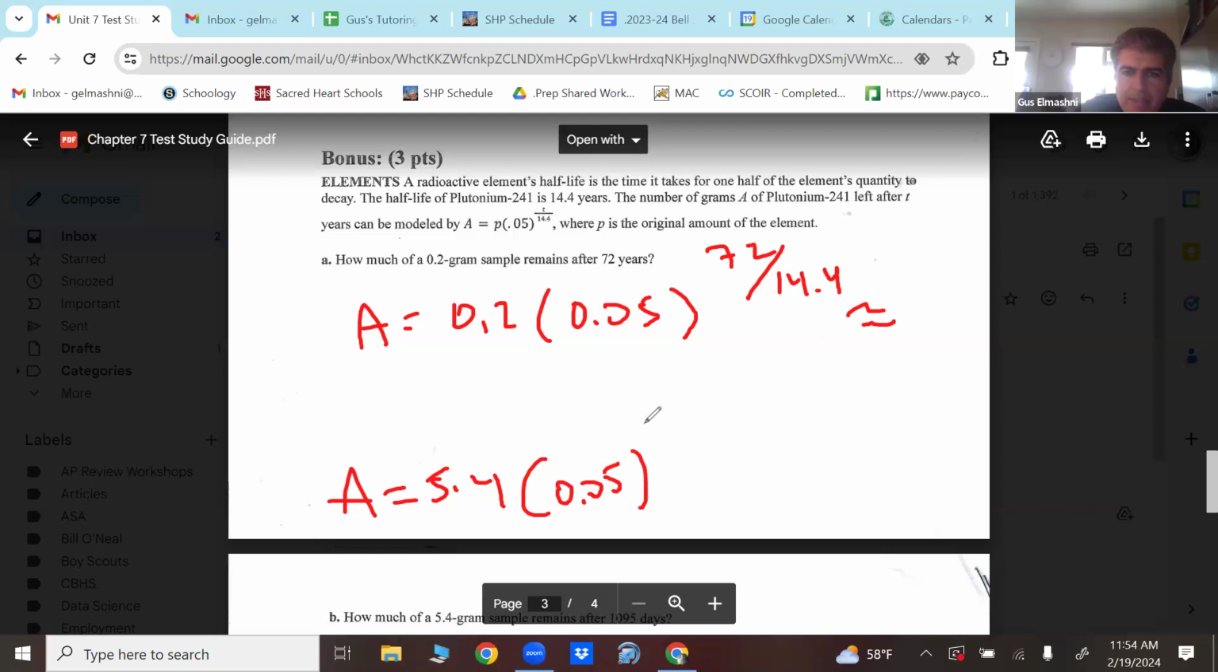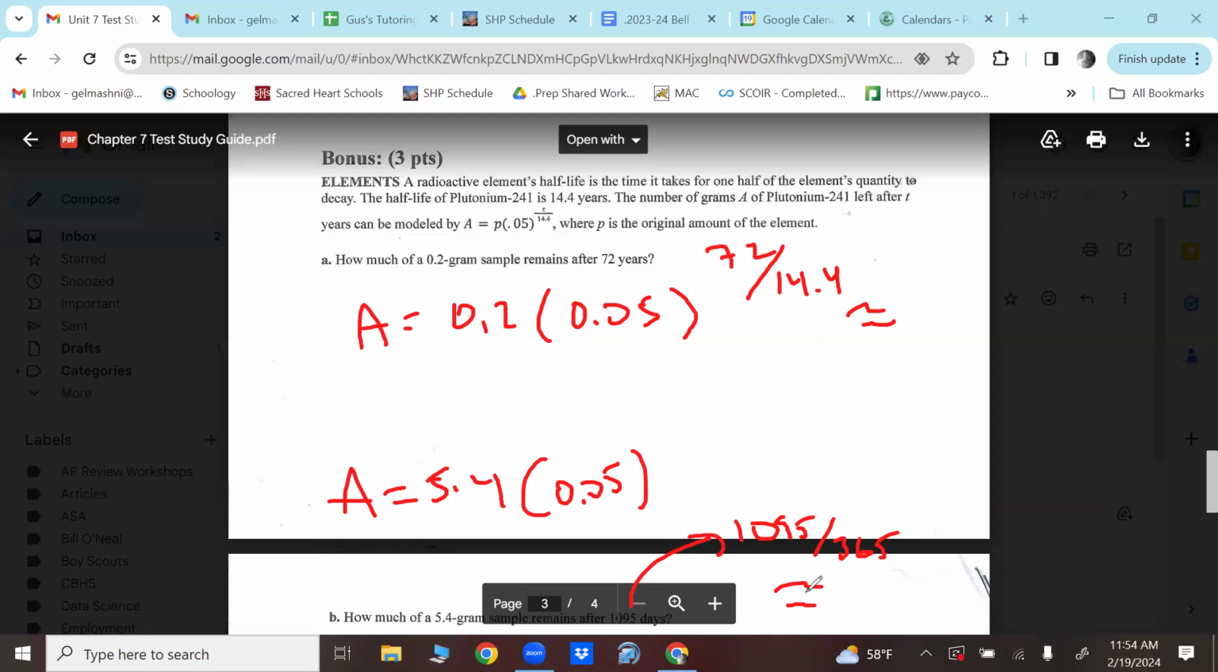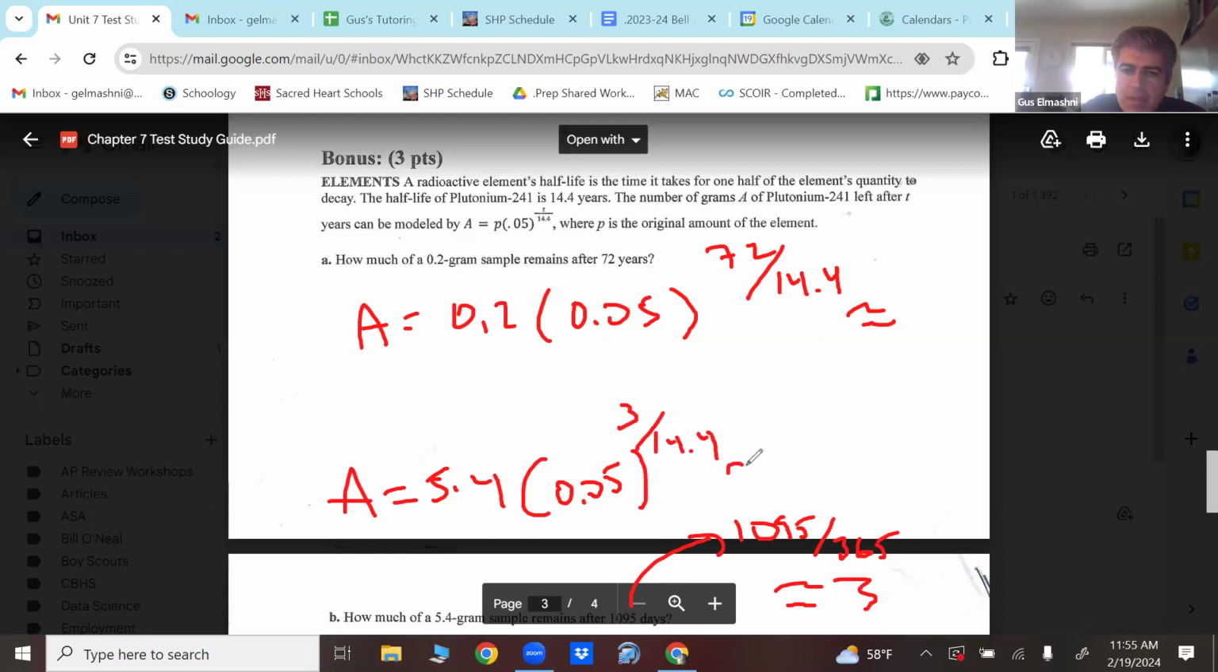Oh, but they have days. Yikes! Hold on. This one I don't understand. It took me like 10 minutes to even figure out. You have to convert the days to years, which actually is exactly 3 years. You work that out.